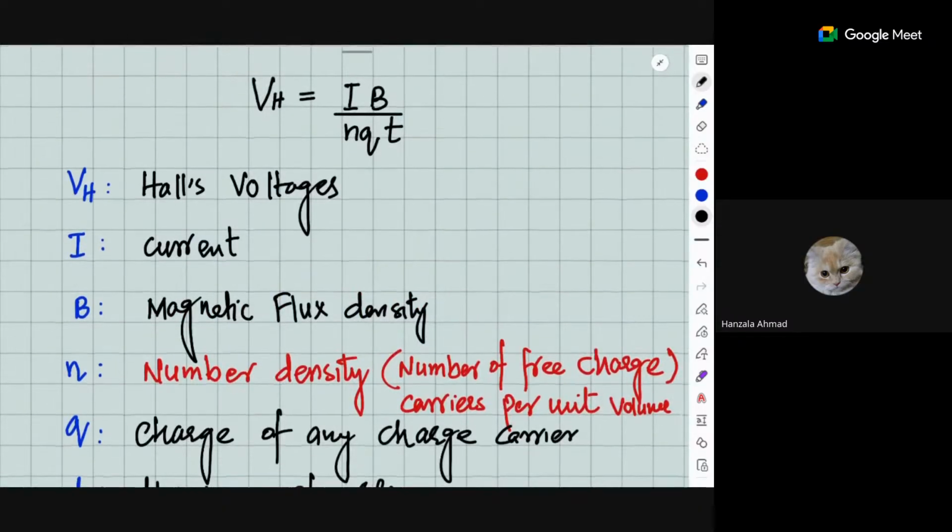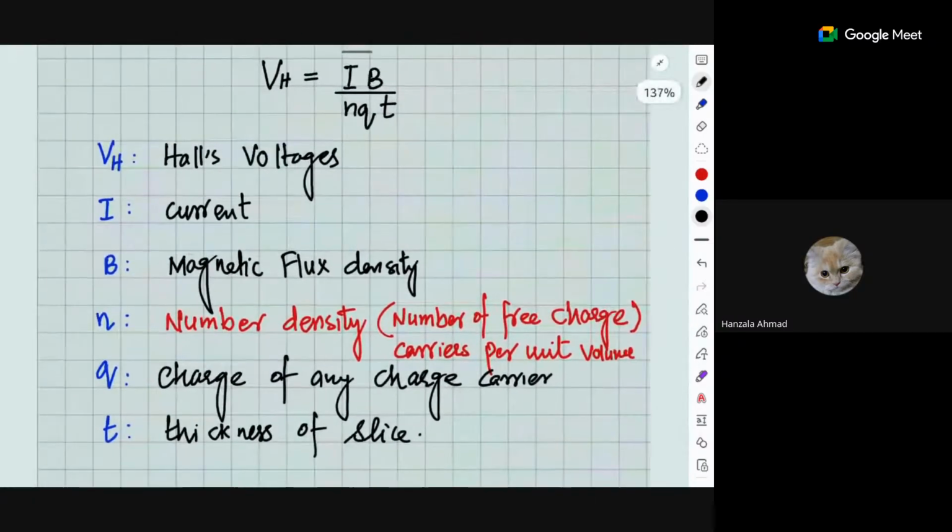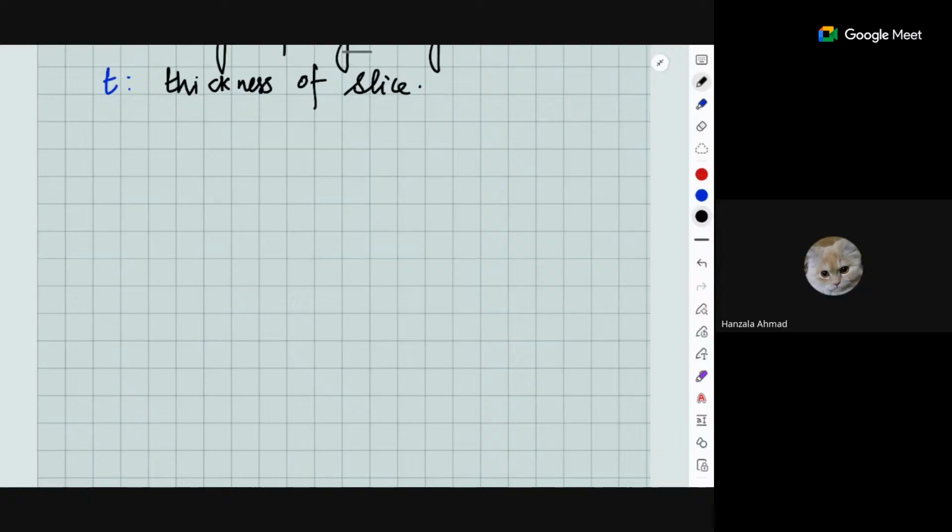So basically, till this point, we have discussed only this area: what is V, what is current, what is I, B, N, Q, T. Now, for the derivation, we will start from the concept of velocity selector. I will start right from the point of equilibrium. At the stage of equilibrium, what will happen?